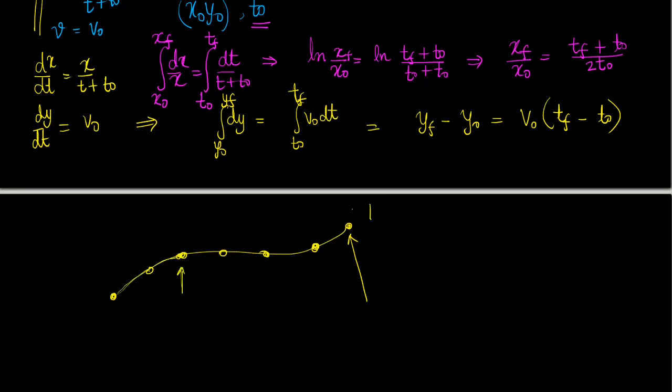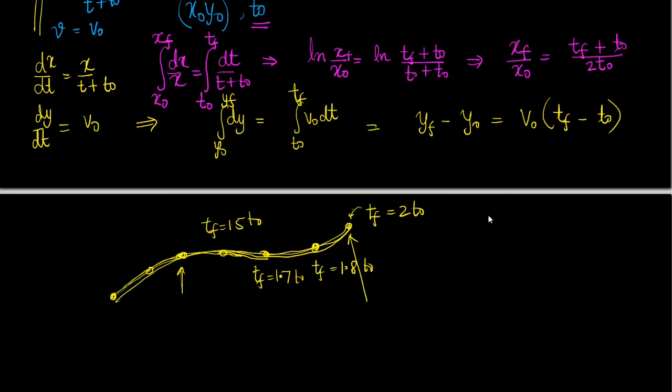So suppose I take tf is equal to 2 t naught, maybe it is over here. Say I take tf equal to 1.8 t naught, it is over here. Tf equal to 1.7 t naught, it is over here. Tf equal to 1.5 t naught, it is over here, and so on. So depending on the choice of tf, I will end up with a solution for x and y which will necessarily lie on the same path line. It's all a matter of now eliminating the final time to find out the trajectory.